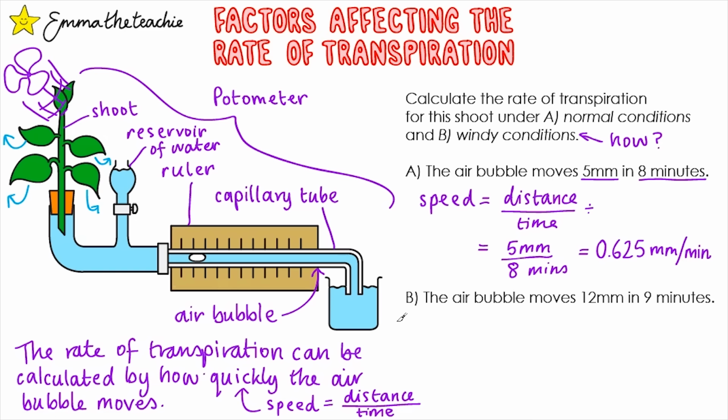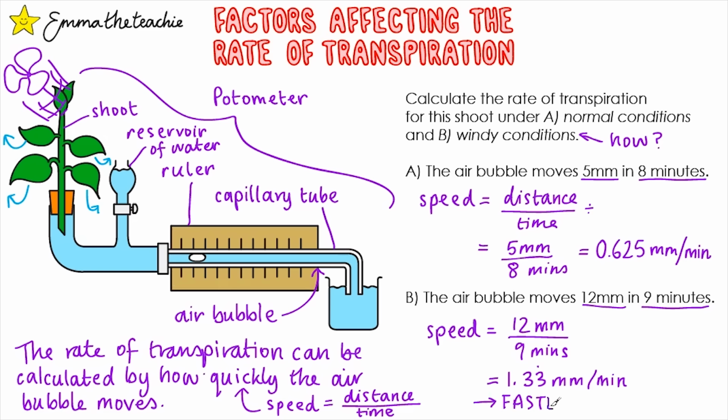Ready? So again, we're going to do speed equals distance, which here is 12 millimetres, divided by time, which in this case is 9 minutes. When we do this on the calculator, we get 1.33 recurring millimetres per minute. Now, it's more than possible that you will get a question that asks you to compare the different rates of transpiration. So be prepared to say which one is faster and give a reason why.